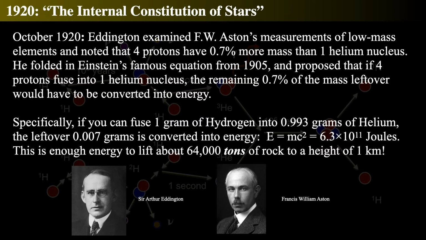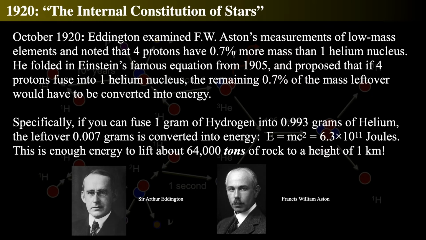0.7% more mass than a single helium nucleus. So it's kind of funny because helium nuclei are 2 protons and 2 neutrons. But 4 protons have a little bit more mass than that. But a neutron's a little bit more massive than a proton. So what's going on that a helium nucleus has less mass?